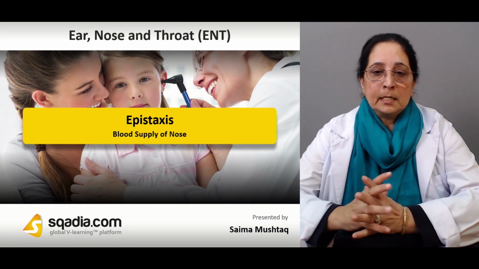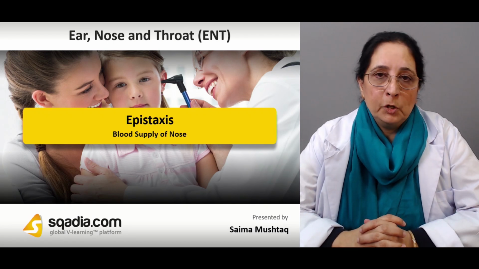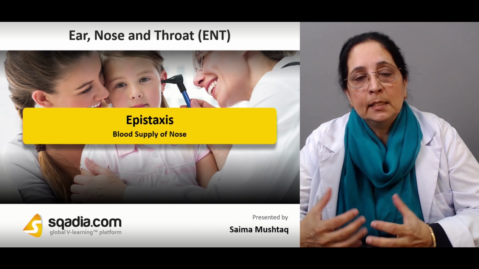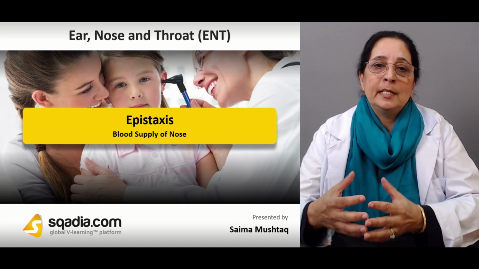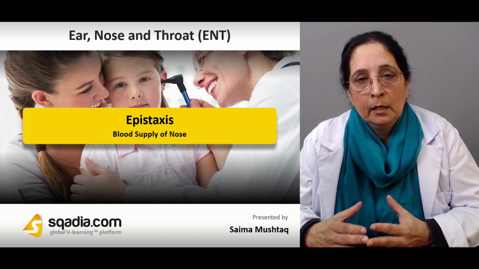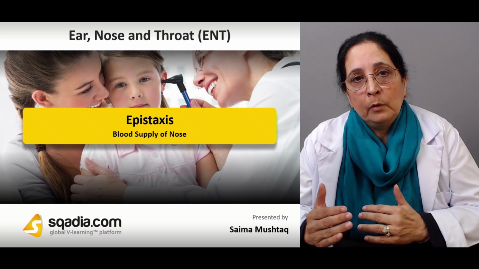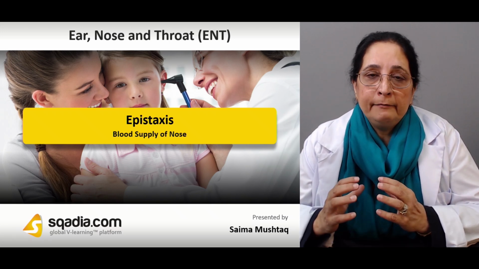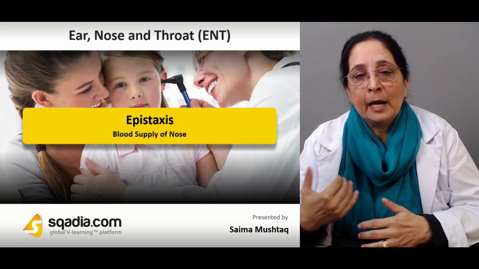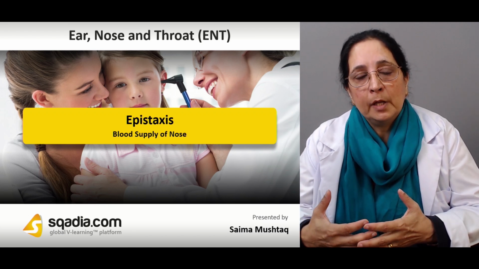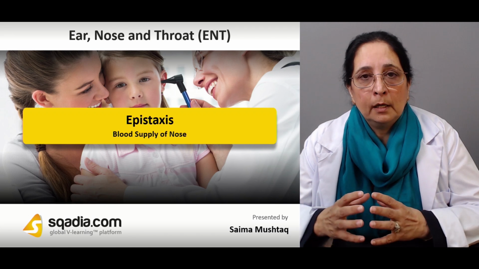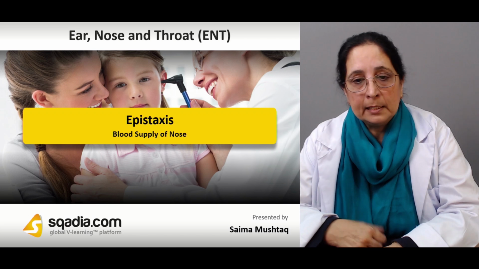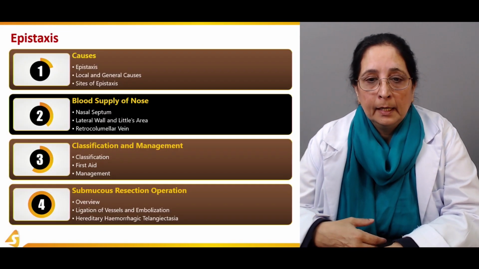Now let's discuss the blood supply of the nose. Since we are talking about epistaxis, and epistaxis is the condition in which there is bleeding from the nose, and when we talk about bleeding from any area, it's important that we should know the blood vessels that are supplying that part and how they are affected in the condition. So, blood supply of the nose.